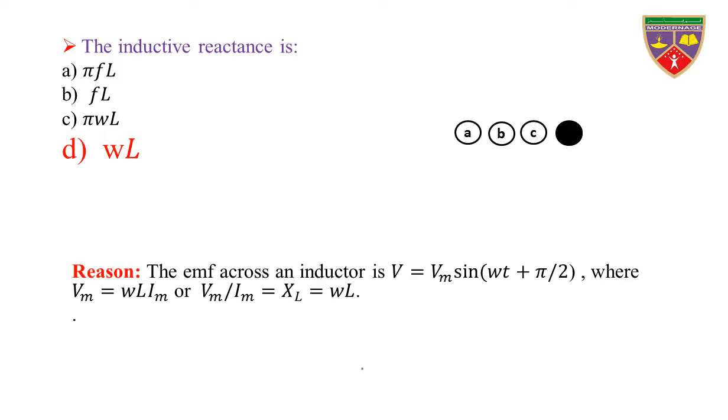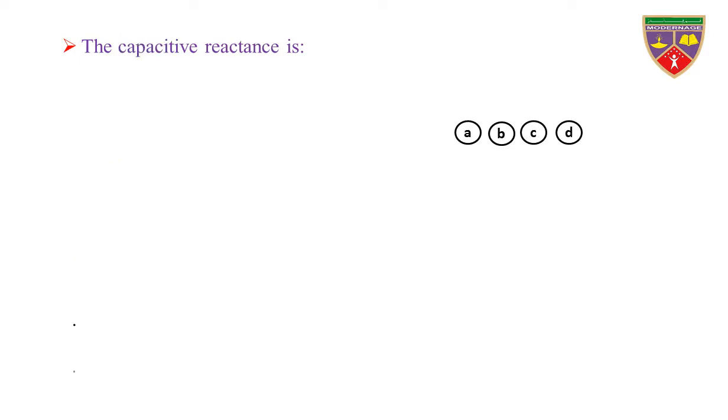Reason: the EMF across an inductor is V is equal to Vm sine omega t plus pi by 2, where Vm is equal to omega L Im. Vm divided by Im is equal to XL, which is equal to omega L. Hence, inductive reactance XL is omega L.